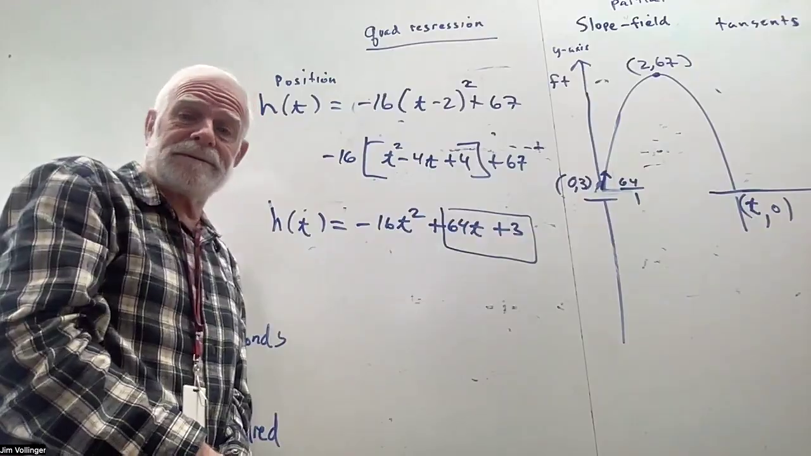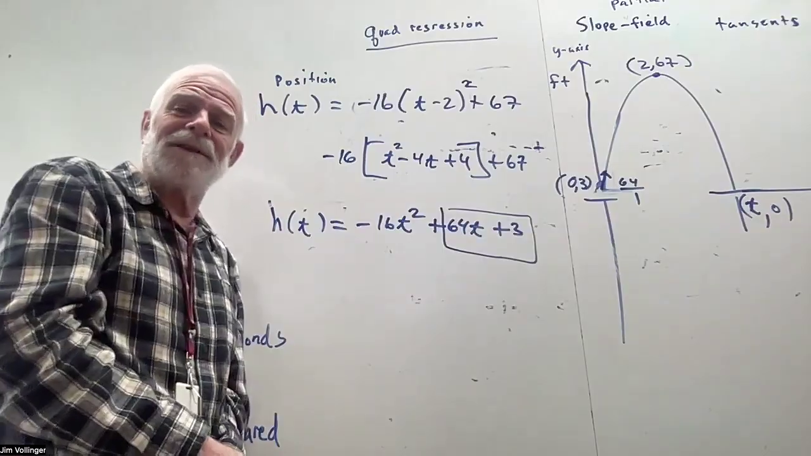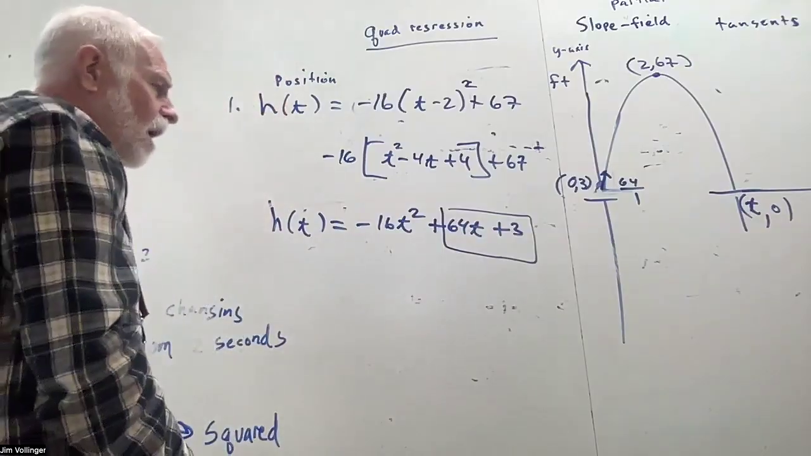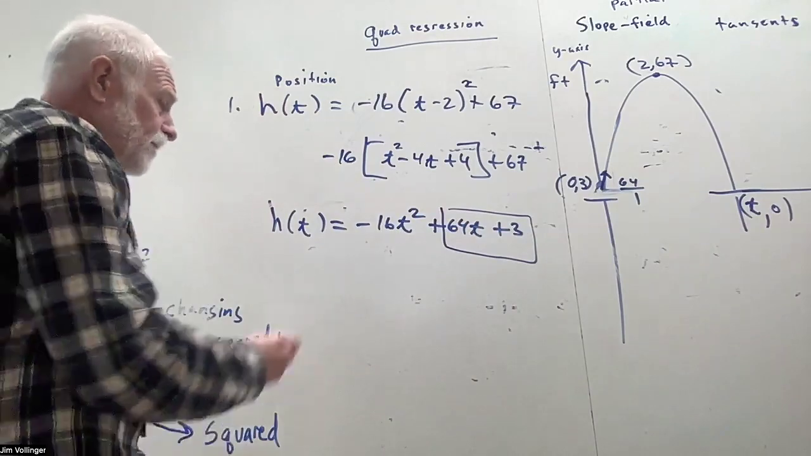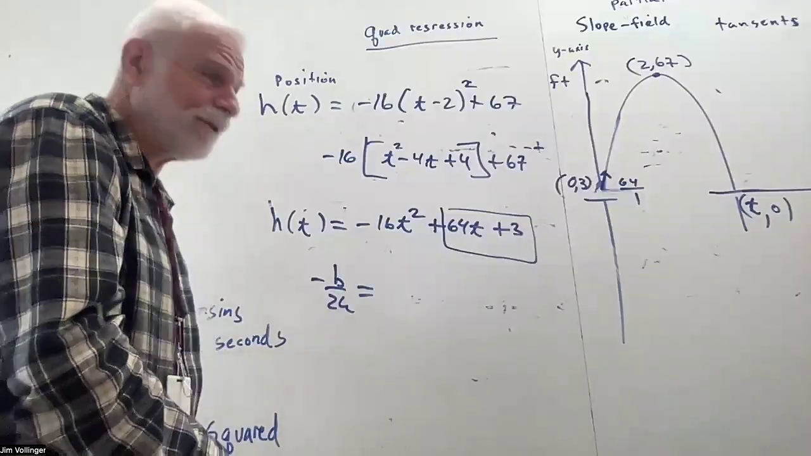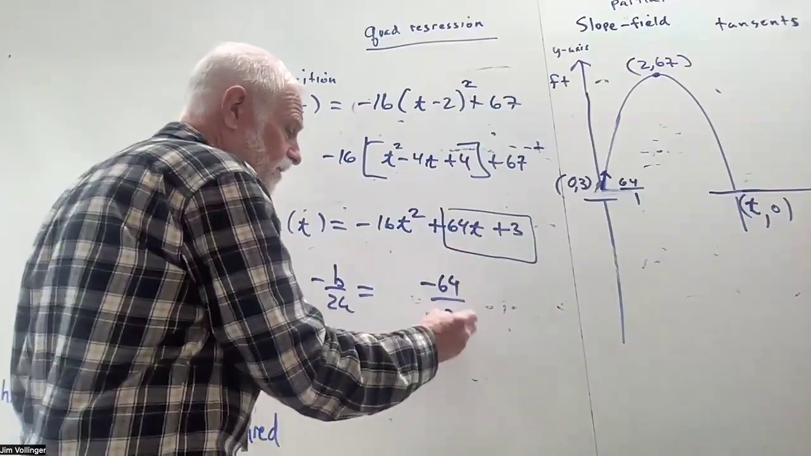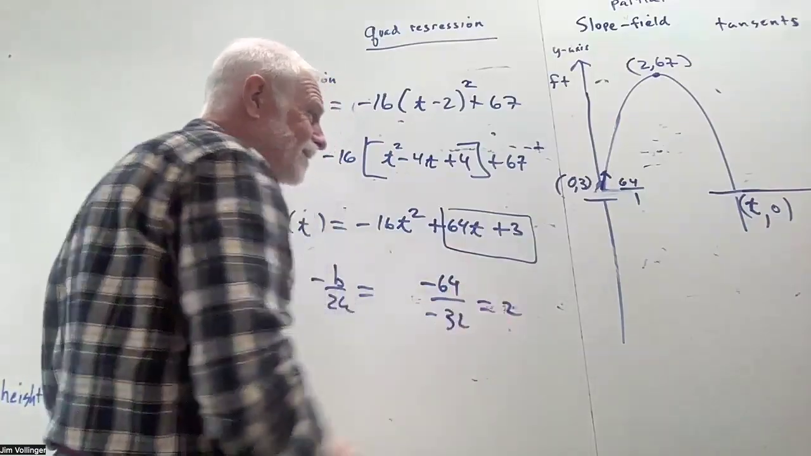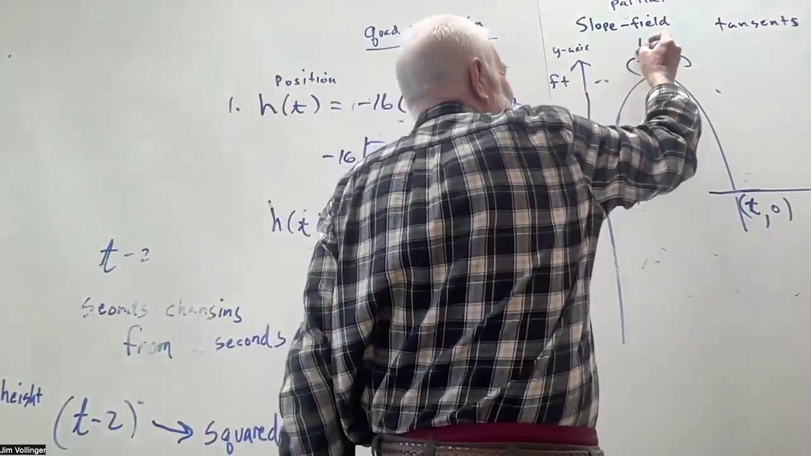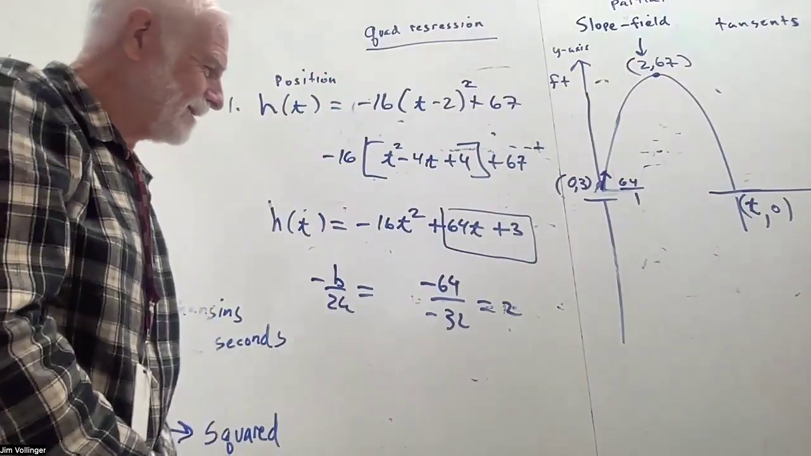So then what do I ask? What's a problem that's on every test? Putting that in graphing form. Well, let's put it in graphing form and see what we get. Okay. Well, I think minus b over 2a comes to my mind. Hoping it comes to yours. Minus 64 over minus 32 gets me 2. Another coincidence. The number 2 appears. Very important in this problem. Why? What a coincidence.